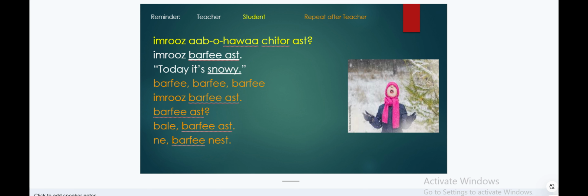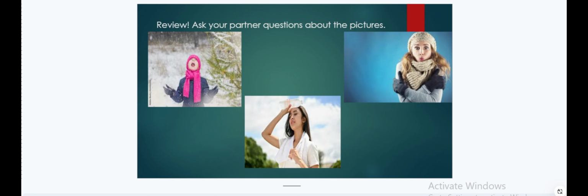Okay, now we have the pictures here. So I'm gonna ask you the question. Okay, آب و هوا امروز چطور است؟ The first picture, the one which is snowy. آب و هوا امروز چطور است؟ So you're going to say آب و هوا امروز blah blah blah.